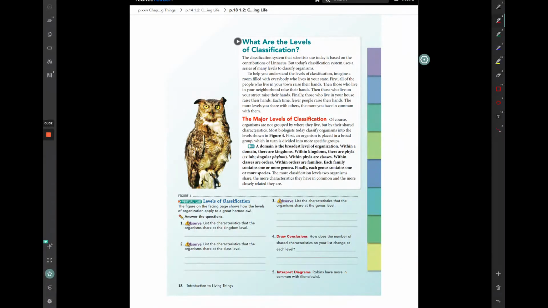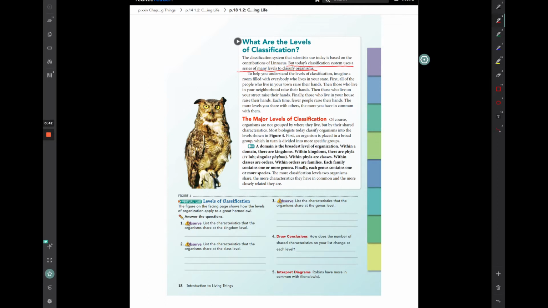Last lesson, we looked at Carolus Linnaeus and his classification system. We talked about how organisms are given a genus and species name, and that makes up its scientific name. The classification system that we use today is based on those contributions of Linnaeus. But today's classification system uses a series of many levels to classify organisms. So even though its scientific name still comes from its genus and species names, there are several levels of classification before you get to genus and species.